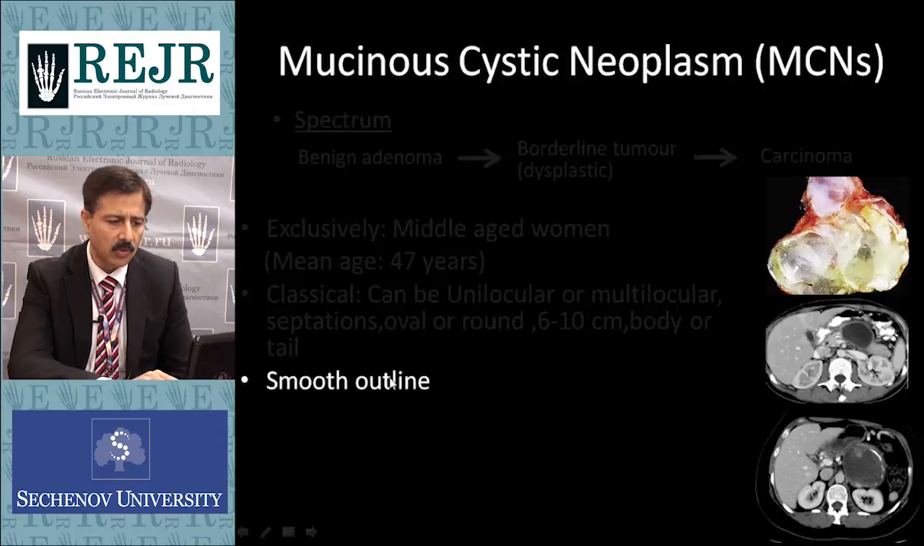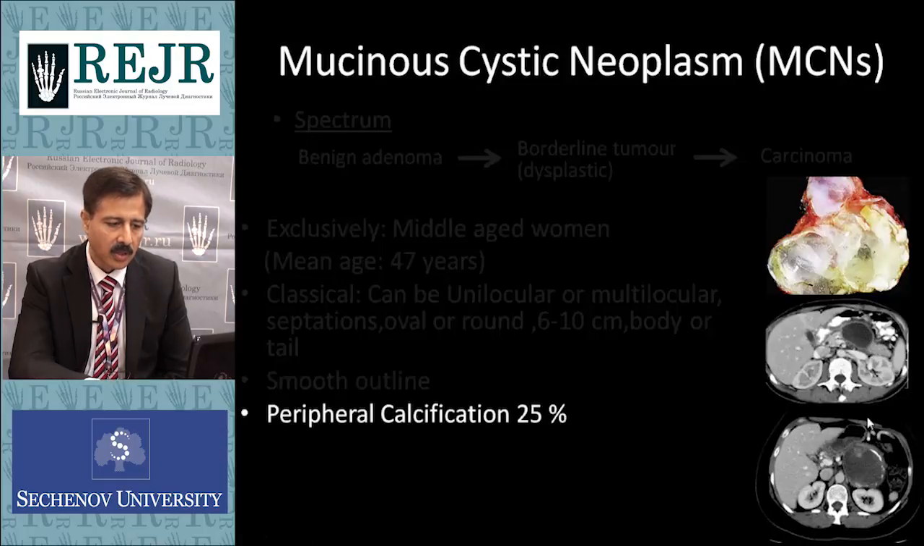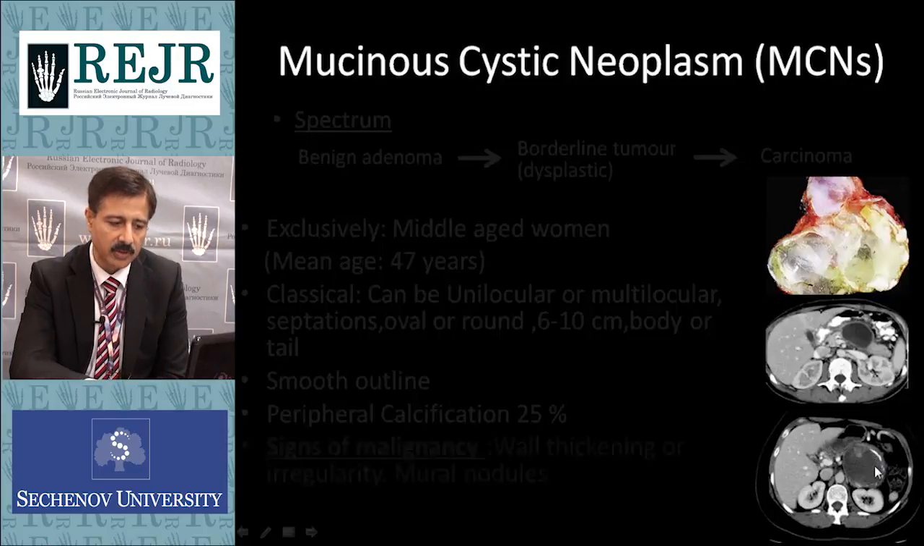They have a smooth outline, unlike the serous tumors which had a lobulated outline. Now look at the outline of this tumor and you will appreciate that this is smooth and sharp. These lesions can demonstrate calcifications in about 25% of cases. So you see here, there is calcification, and this is seen in about 25% of cases.